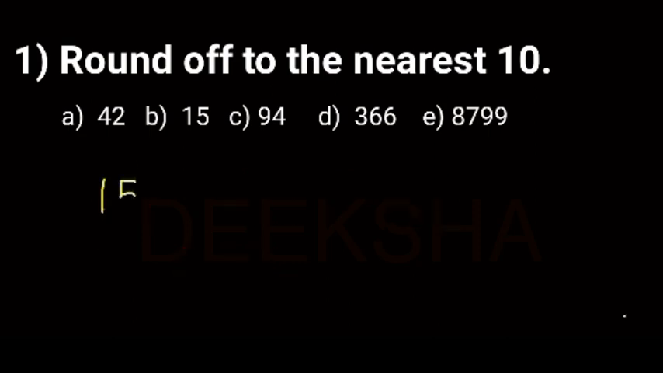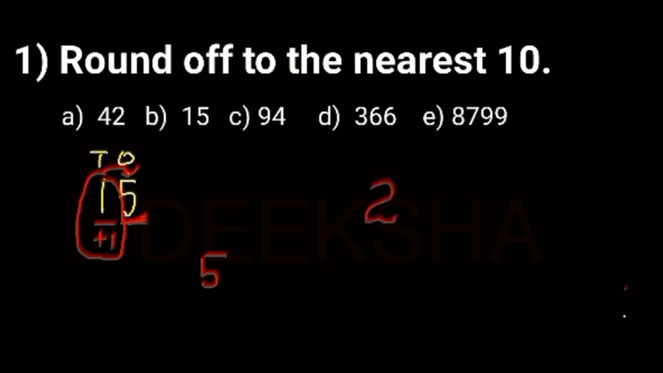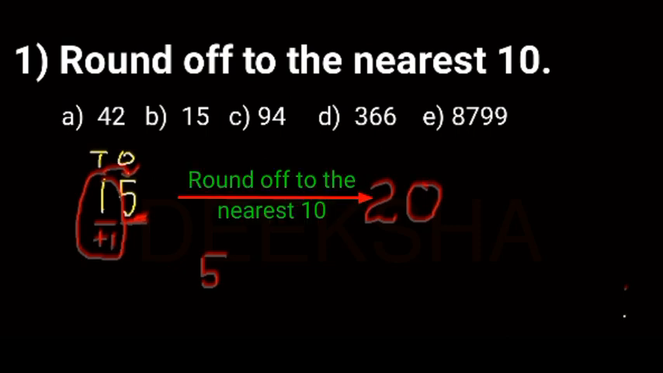Next B part is 15. You want to round off to the nearest 10. So check the place right to this 10. This is 5. And as I explained, if the number which is right to the given place is 5 or greater than 5, what do we do? We add 1 in it. When we add 1 in it, what do we get? 1 plus 1 will be 2 and this 5, ones place, will be replaced by 0. So when we round off 15 to the nearest 10, we get 20.